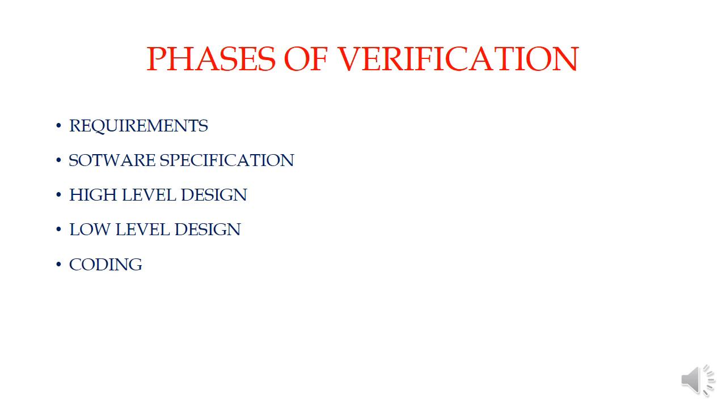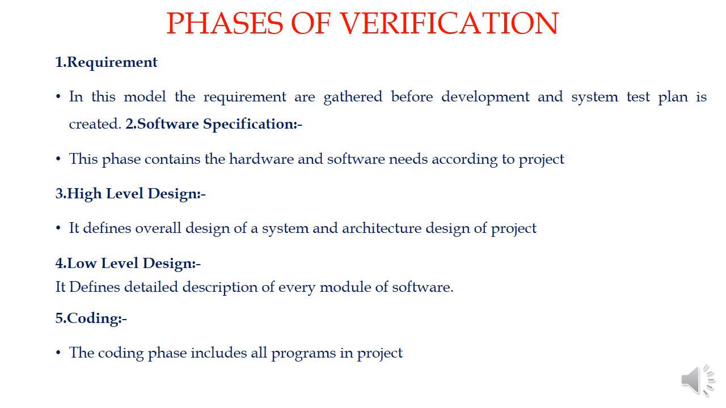Phases of verification: requirements, software specification, high level design, low level design, and coding. The first phase is that requirements are gathered before development, and the system test plan is created. Software specification contains the hardware and software needs according to the project. High level design defines the overall design of the system and the architecture design of the project. Low level design defines a detailed description of every module of the software. Coding includes all the programs.